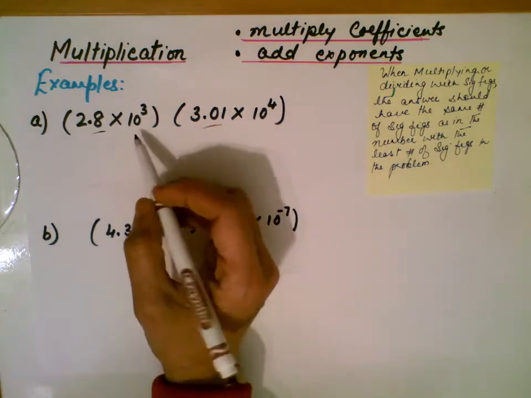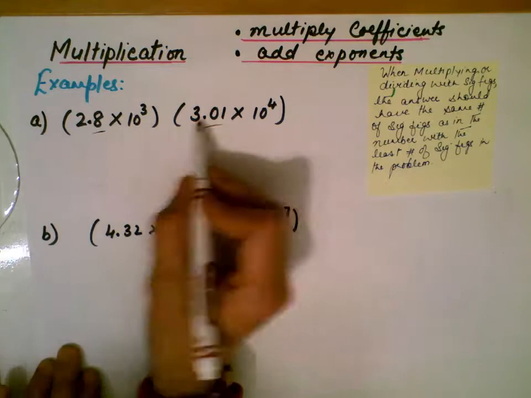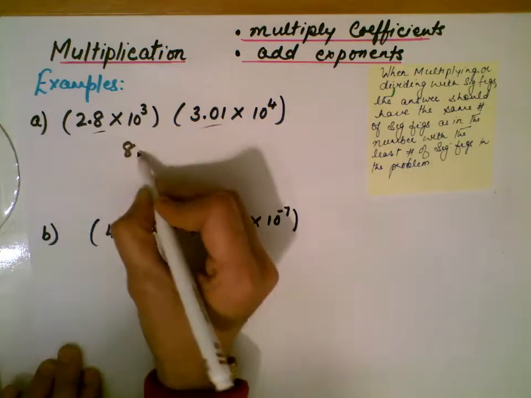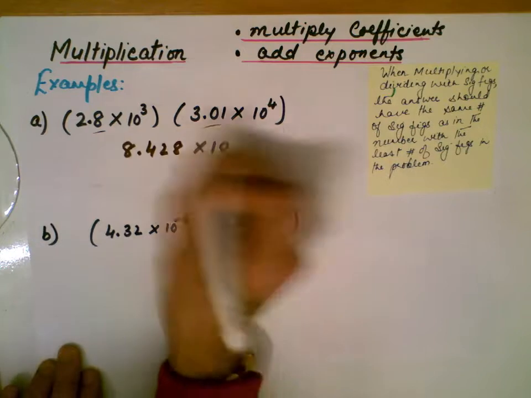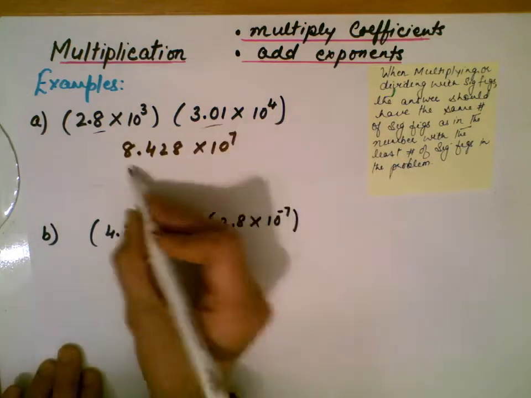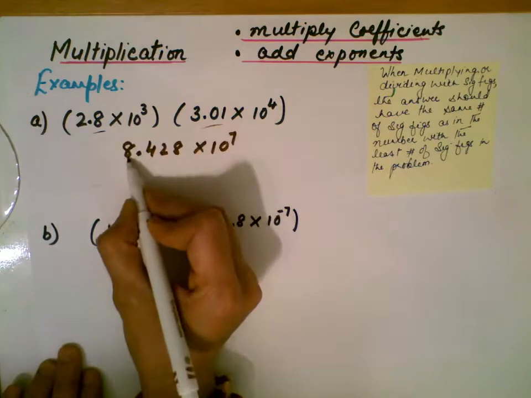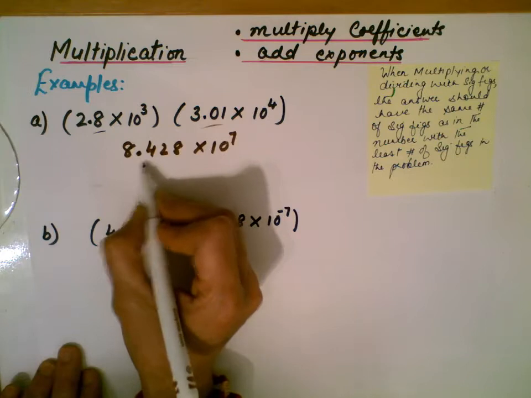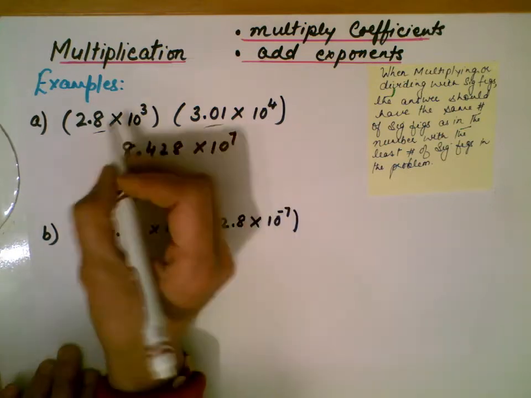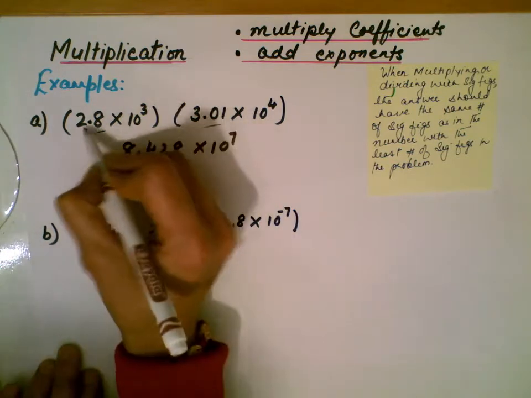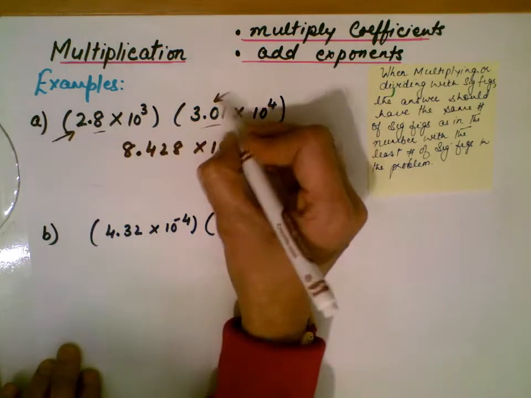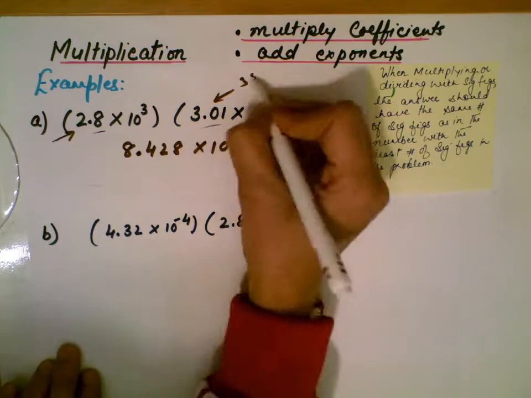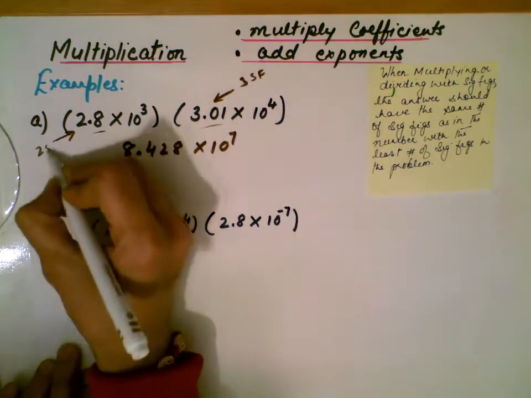So in your calculator, multiply 2.8 times 3.01 and you're going to get 8.428, and 3 plus 4 is 7. This is correct scientific notation because you have only one non-zero digit to the left of the decimal. However, this is not correct significant figures. This one, 2 and 8, is two significant figures, and this one here is three significant figures.